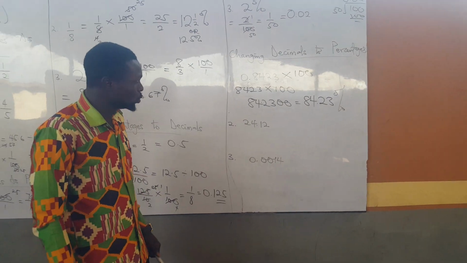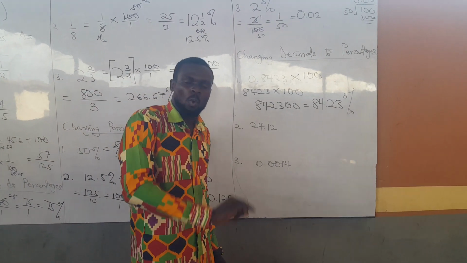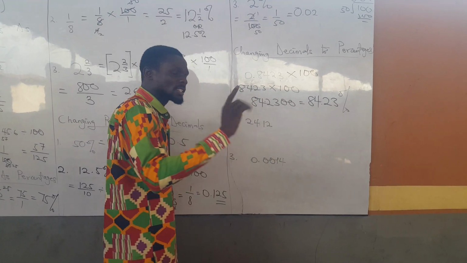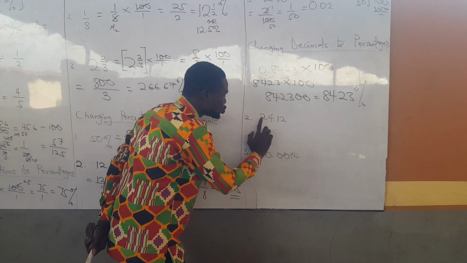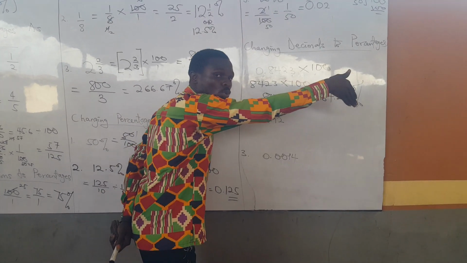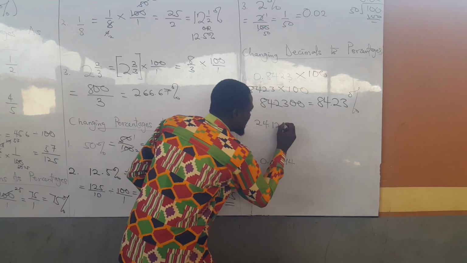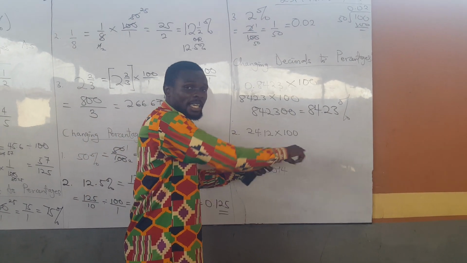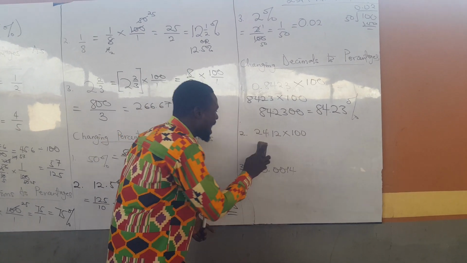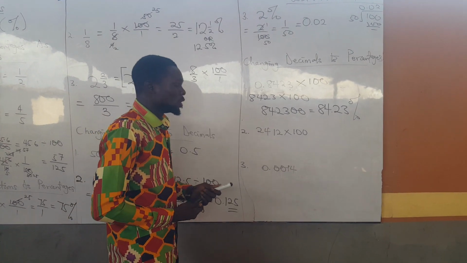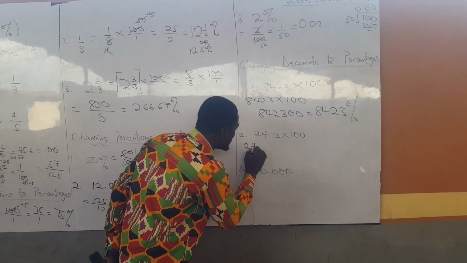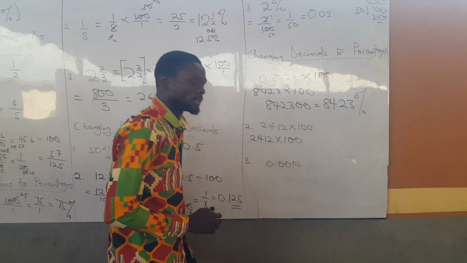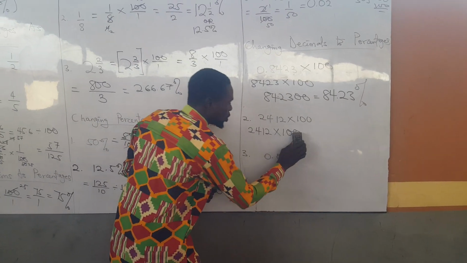When you look at the second one too, we have 24.12. Remember, after the decimal point, we read the numbers one by one. So you can't say 24.12. No. To change it into percentage, just multiply this by 100. And if you are doing the multiplication, that is multiplying decimals, assume there is no decimal point. So we are dealing with 2,412 times 100. And next the zeros, take off the zeros.